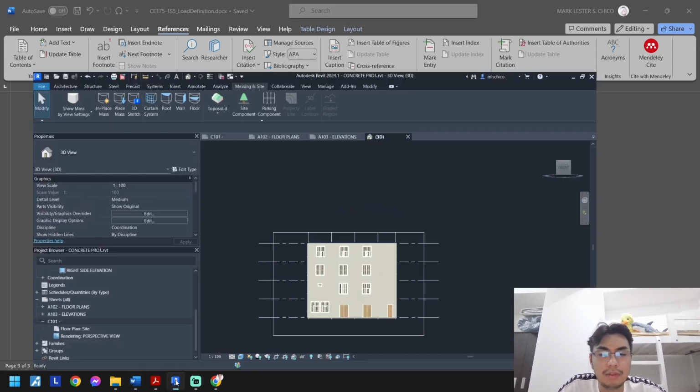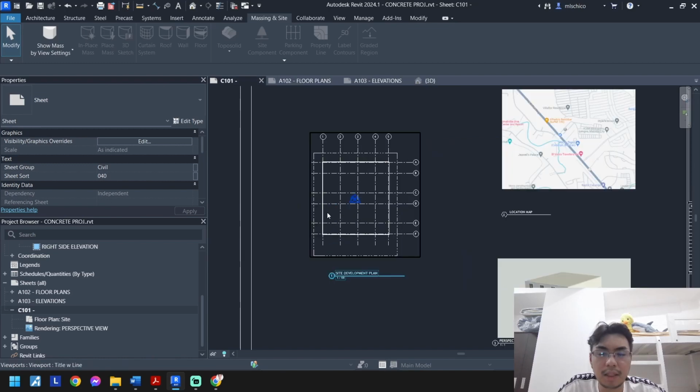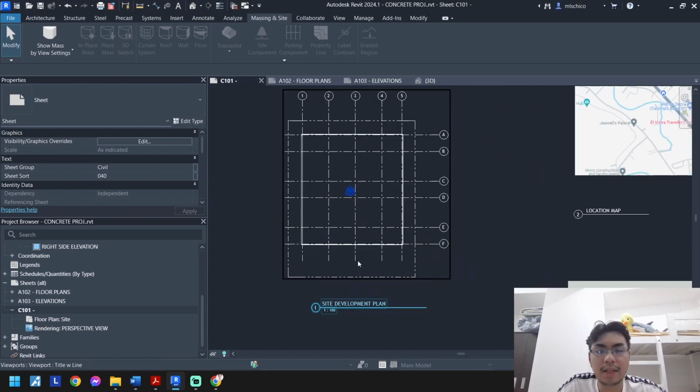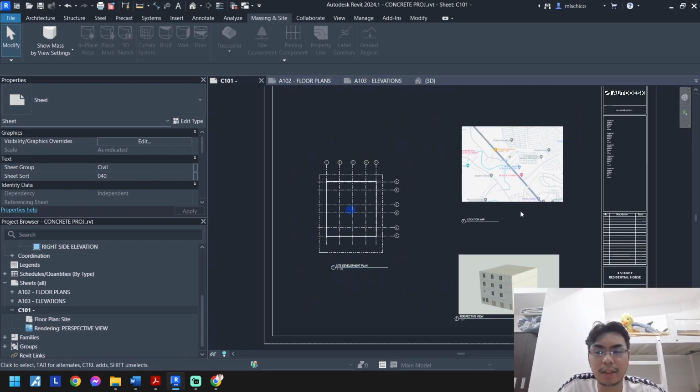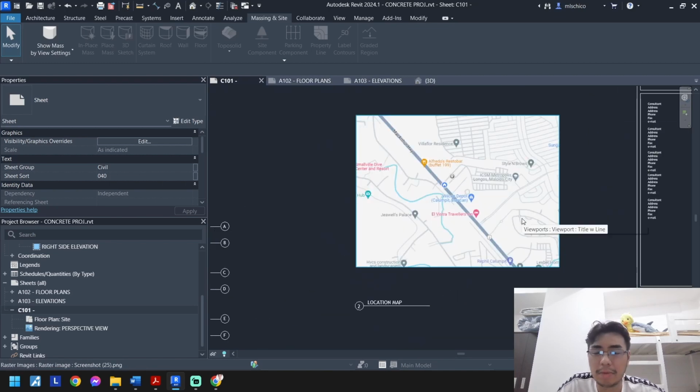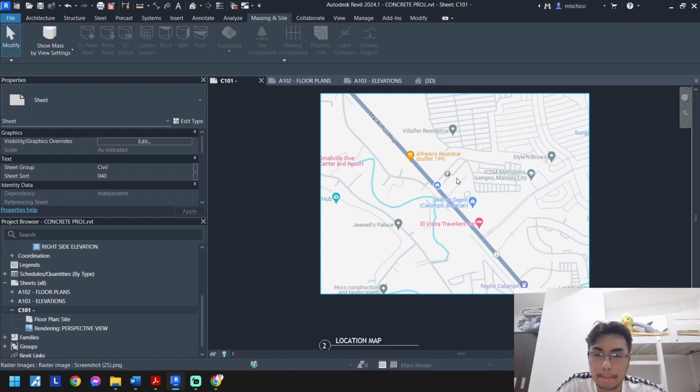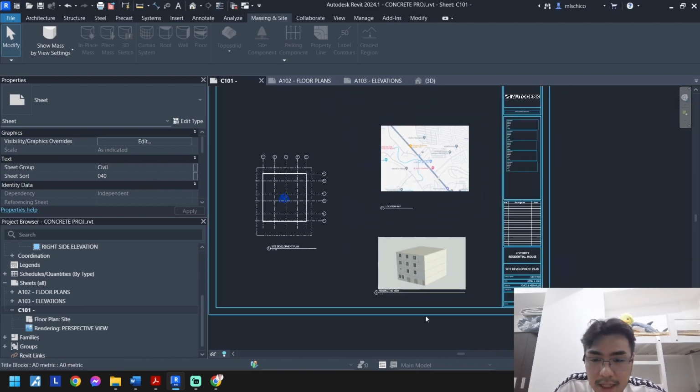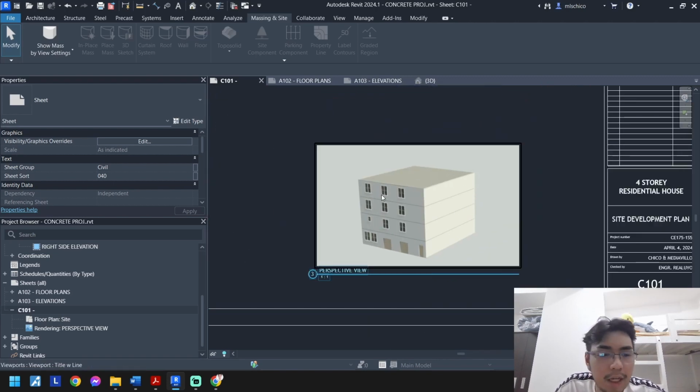Now, moving on to the Revit, here is the site development plan of the project. Then here is the location map of the project. It is located in Calumpit, Bulacan. Then here is the sample perspective view of the project.